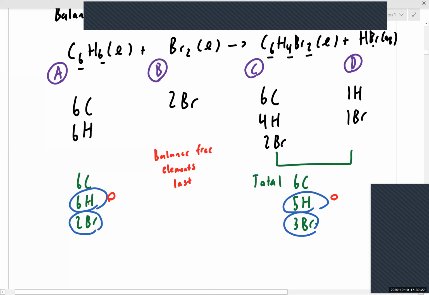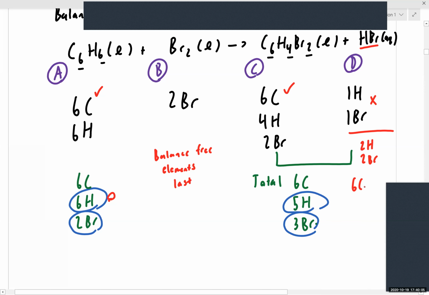I have 6 hydrogens on the left and 5 hydrogens on the right. Since carbon's already balanced, we're going to leave the C6H4Br2 alone. We have carbon balanced. Let's leave that alone for now. So we're going to try to adjust the coefficient of HBr, and our end goal is to get 2 hydrogens and 2 bromines. That way, our revised total will have 6 carbons, 6 hydrogens, and 4 bromines.